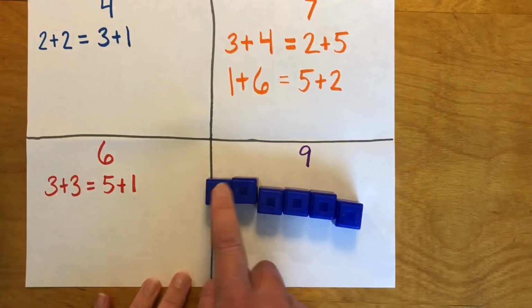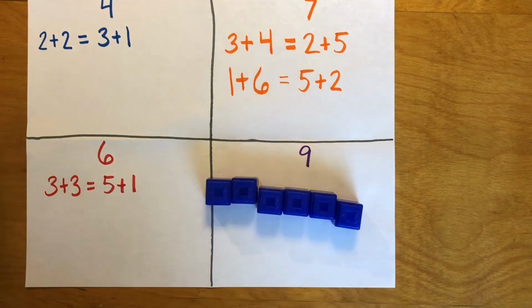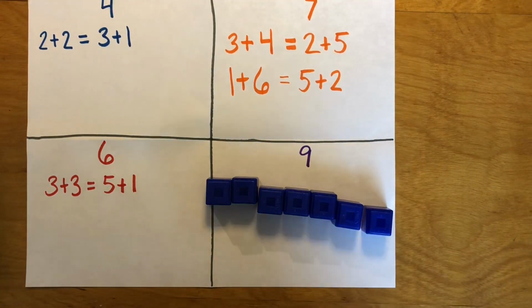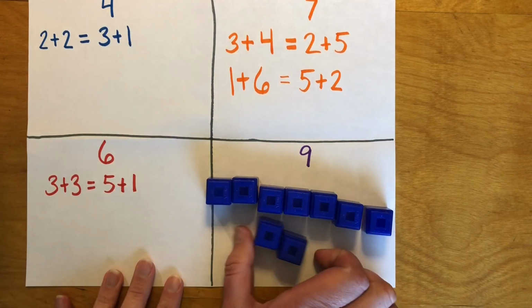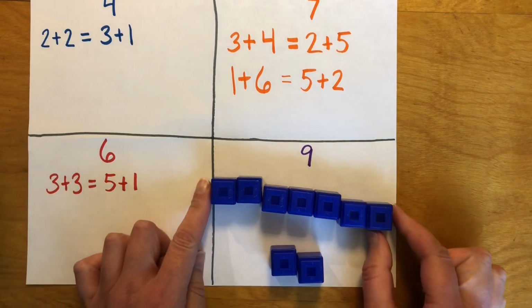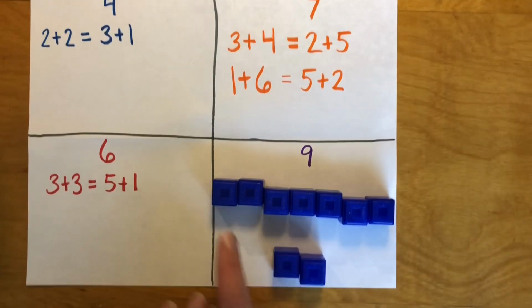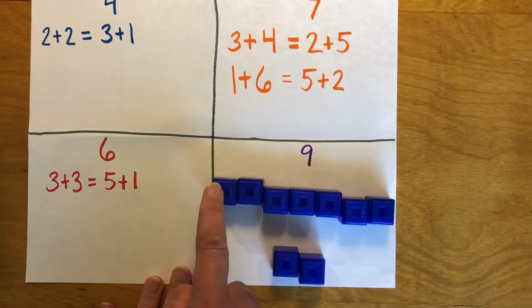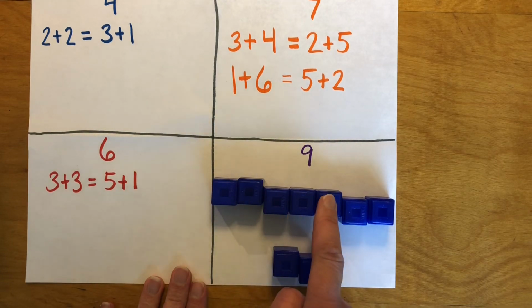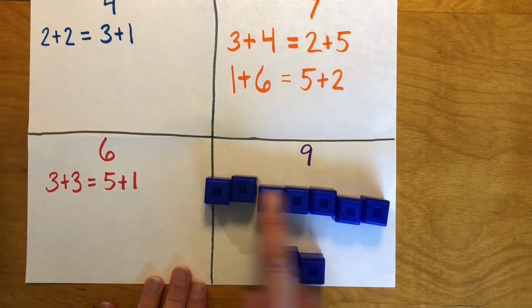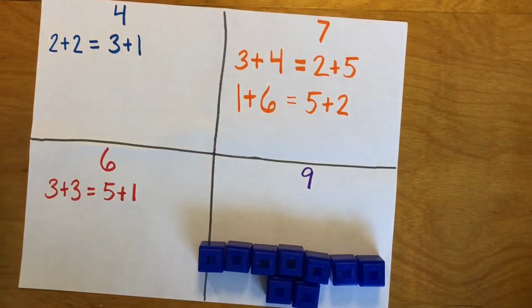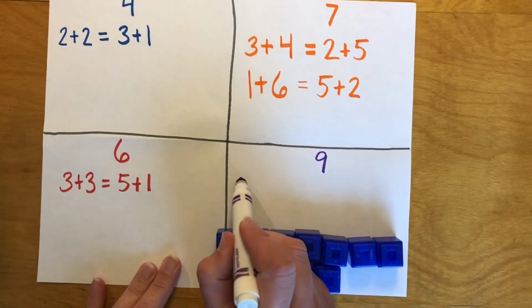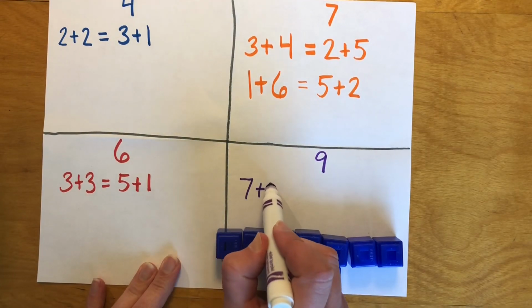So we had 1, 2, 3, 4, 5, 6. I need a couple more. 7, 8, 9. There's 9. Look, I already broke it up into 2 parts. I ran out of room in my box, so I put these 2 down here. Let's count how many are on the top. 1, 2, 3, 4, 5, 6, 7. 7 and 2. There's one way to make 9.